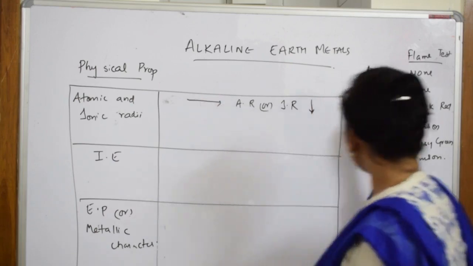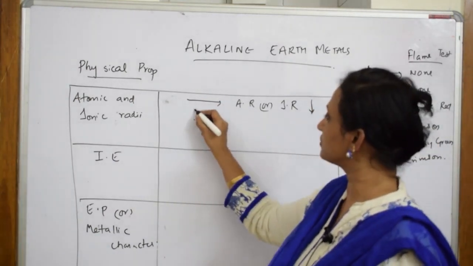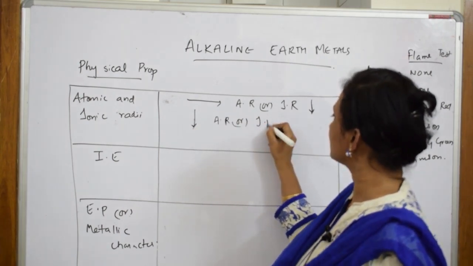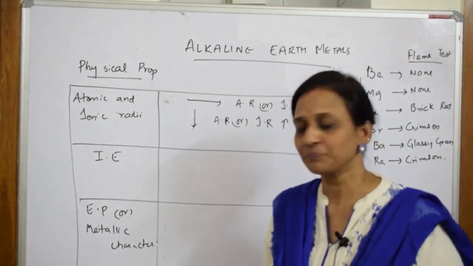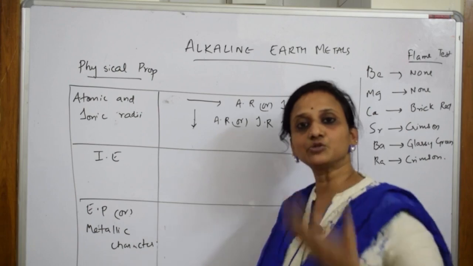But when I go down from top to bottom, the number of shells increases. So from top to bottom, the atomic radii or ionic radii increases because the number of shells is increasing. When I have to speak in terms of electropositivity, that is, the ability to donate electrons.